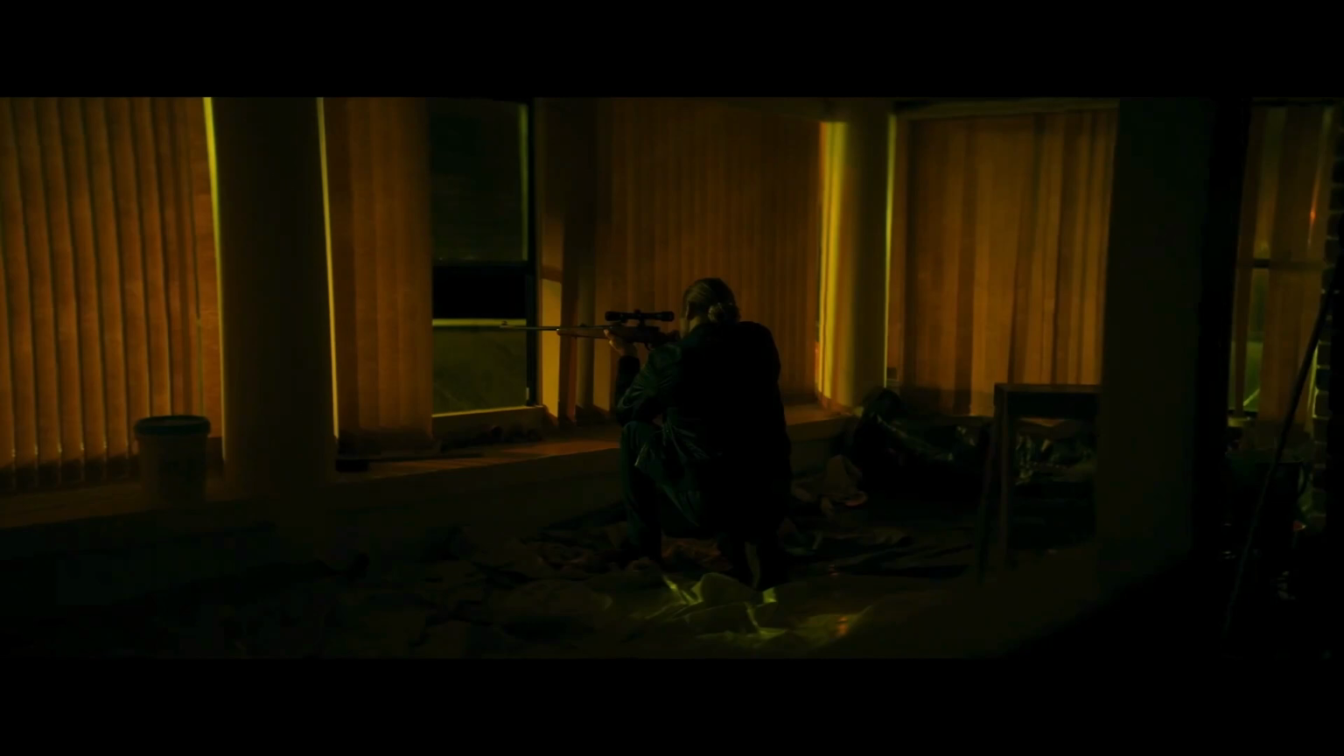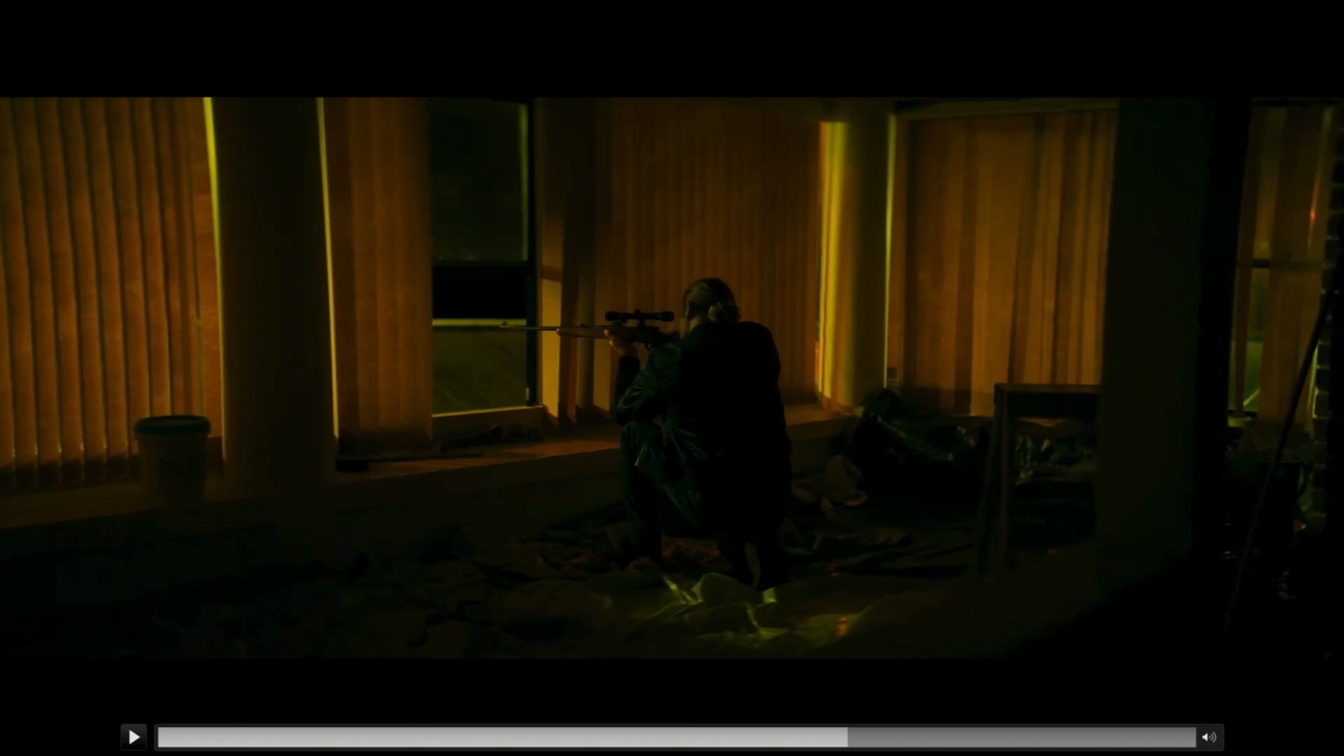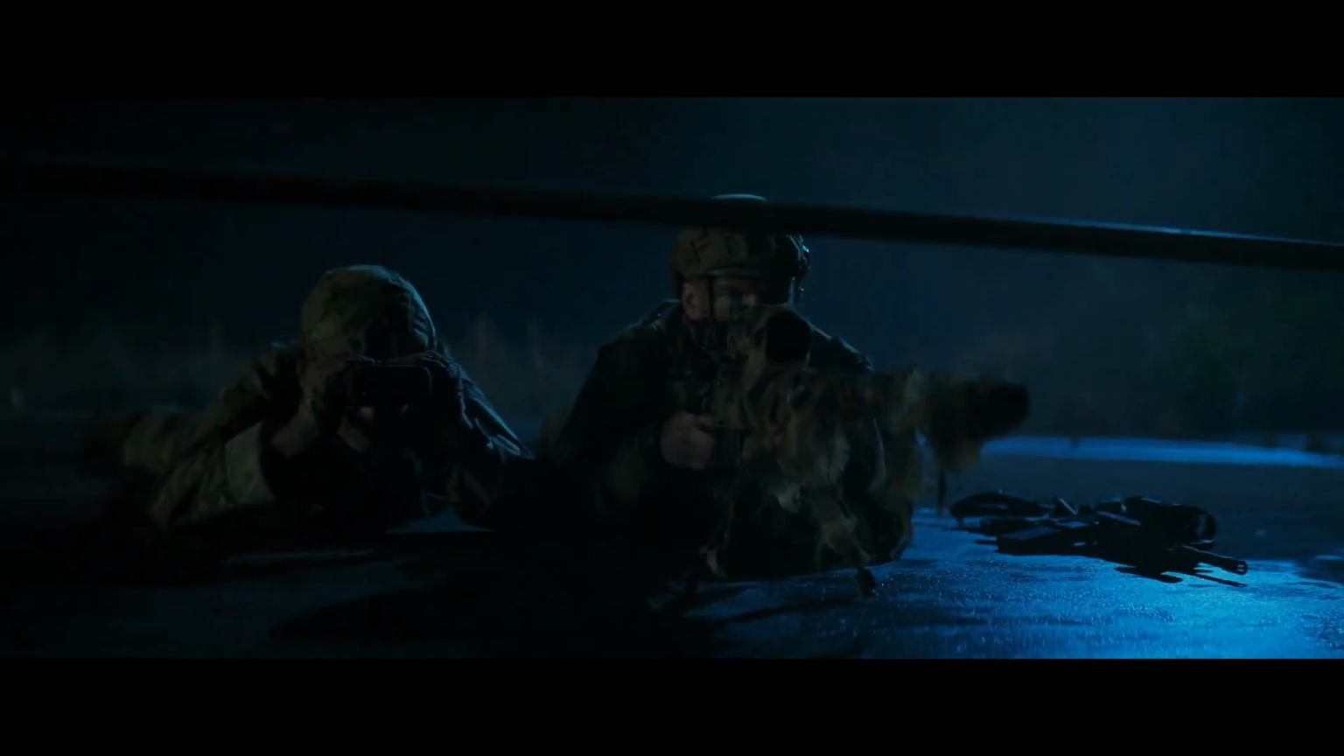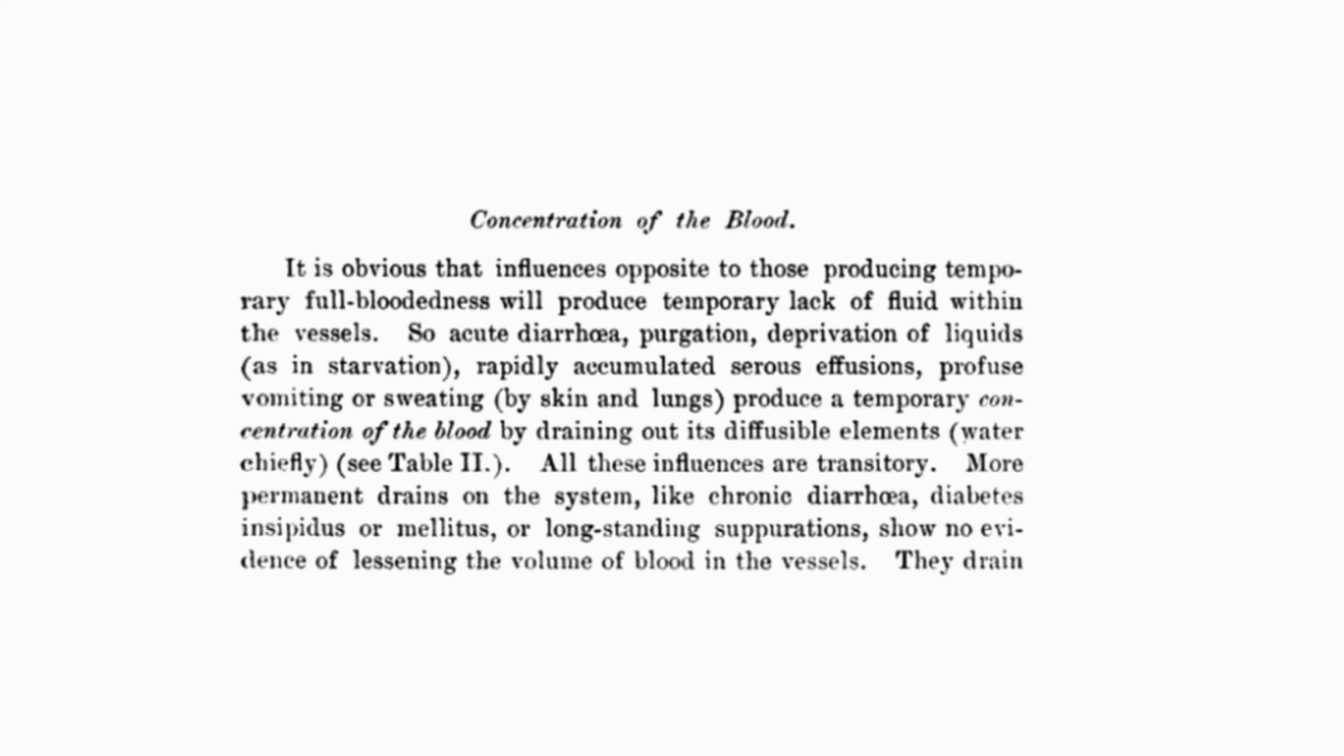Okay? So the last question of round one is to team six. It is obvious that influences opposite to those producing temporary full-bloodedness will produce temporary lack of fluid within the vessels. So acute diarrhea, purgation, deprivation of liquids, rapidly accumulated serous effusions, profuse vomiting or sweating produce a temporary concentration of the blood by draining out its diffusible elements, mainly water. All these influences are transitory. More permanent drains on the system like chronic diarrhea, diabetes insipidus, or long-standing suppuration show no evidence of lessening the volume of blood in the vessel.